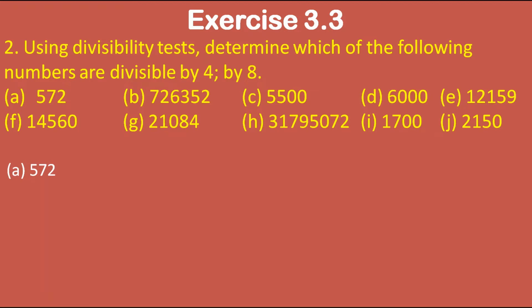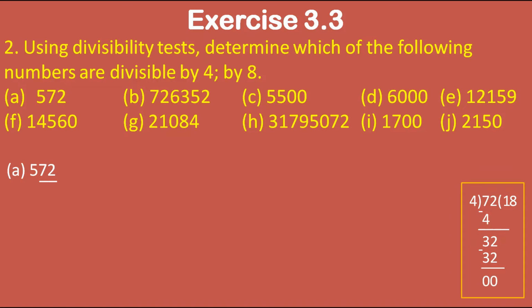As I have said, we only have to check the last two digits. Here the number formed by the last two digits is 72. Now we have to check whether this number is a multiple of 4. For that we will divide it directly by 4. 4 ones are 4. 7 minus 4 gives 3. 2 came down. 4 eights are 32. As we are getting 0 as the remainder, the number is a multiple of 4. Therefore, the whole number 572 is divisible by 4.